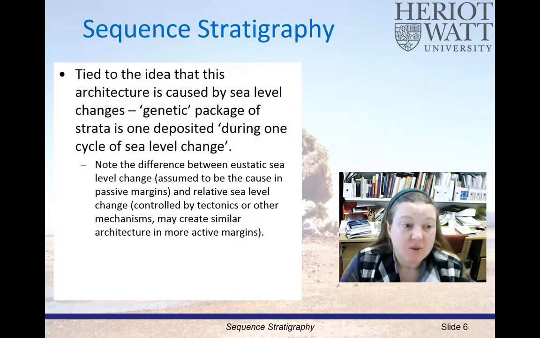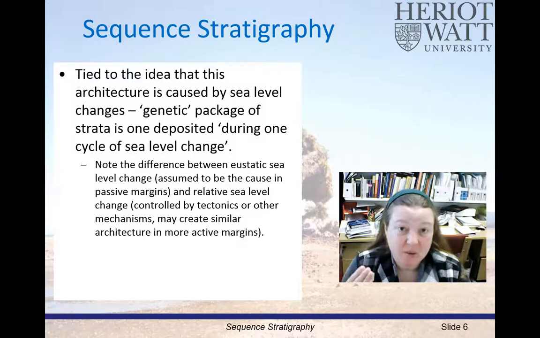Note also that the sea level change assumed in their original paper, largely based on successions from passive margins, was eustatic or global sea level change. However, in many shelf regions, there is a significant effect from tectonic activity, which is capable of producing relative sea level changes. And a relative sea level change is just as capable of producing sequences as a eustatic change.